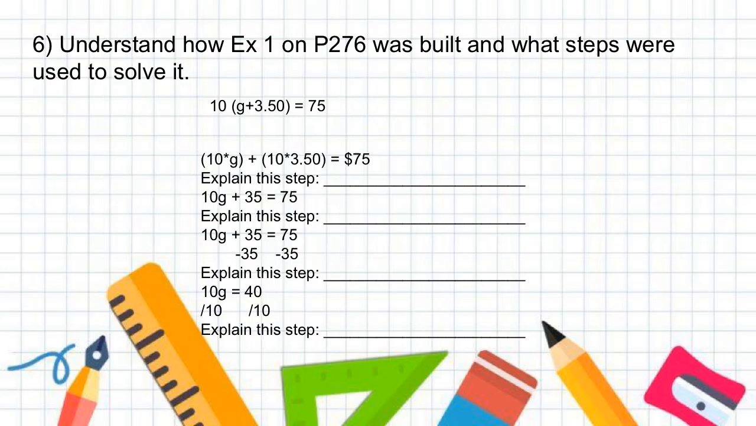All right, question number 6 is to understand how example number 1 on page 276 was built and what steps were used to solve it. All right, so we have this equation. This was the problem that had the comic books, and each comic book had increased in price by $3.50, and there were 10 of them for a grand total of $75. So the first thing we did, if you remember, we did this, which got us here. That's called the distributive property.